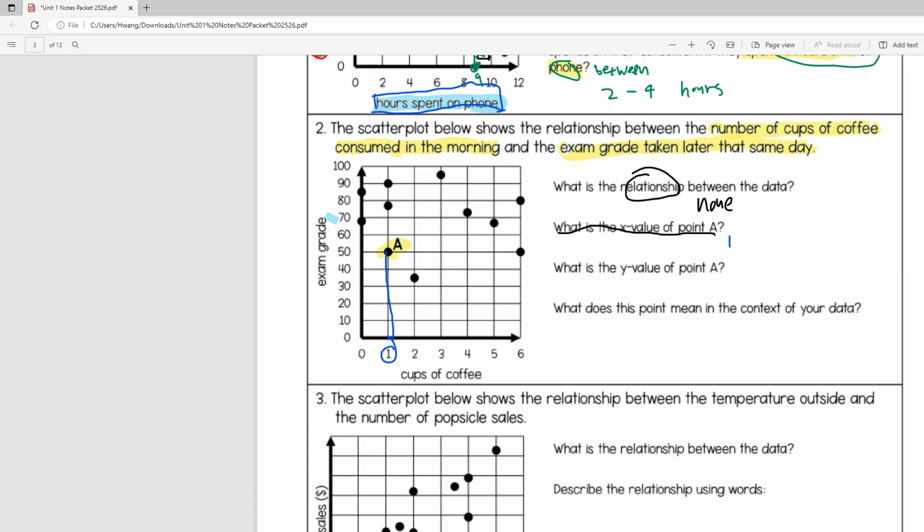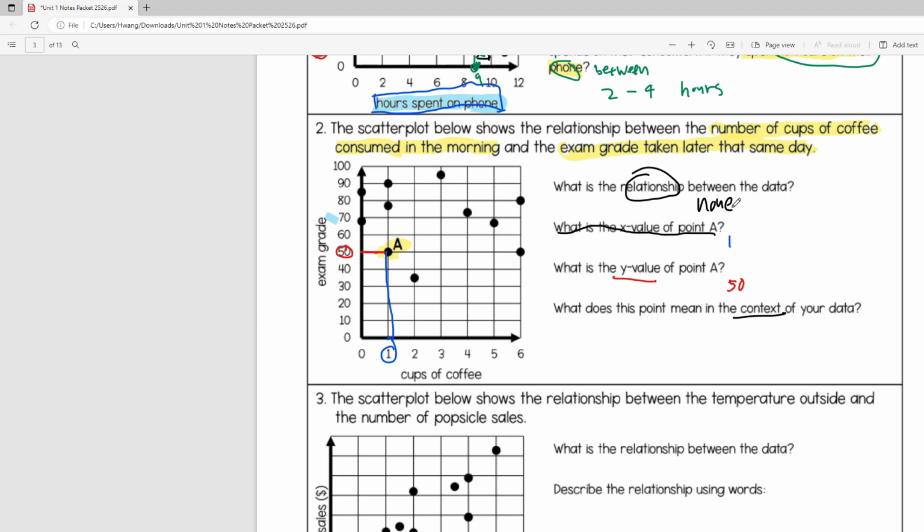What is the next question asking you? What is the y value of point A? It is 50. And what does this point mean in context of your data?